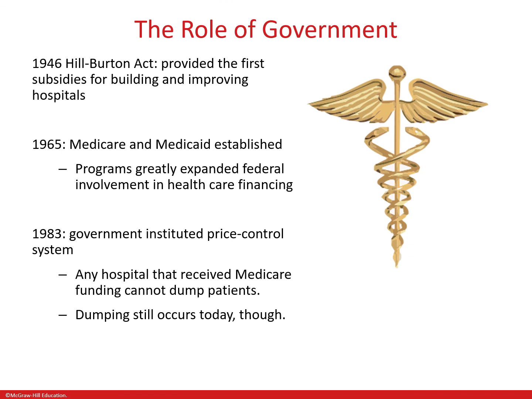In 1983, the government put in place a cost control program to offset the increased Medicare costs due to high rates of illness and disability among the elderly. Any hospital that received Medicare funding could not dump patients, and dumping still occurs today, however, in places like Skid Row, where patients are simply discharged from the hospital without any place to go.